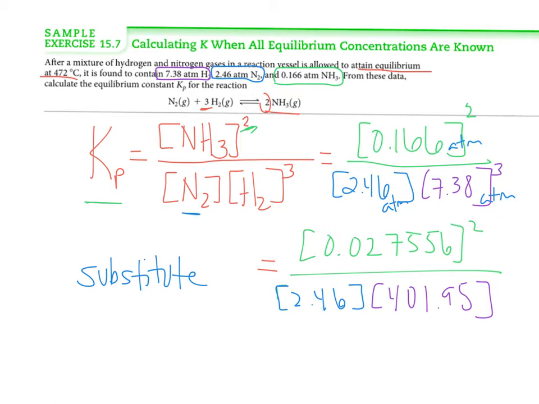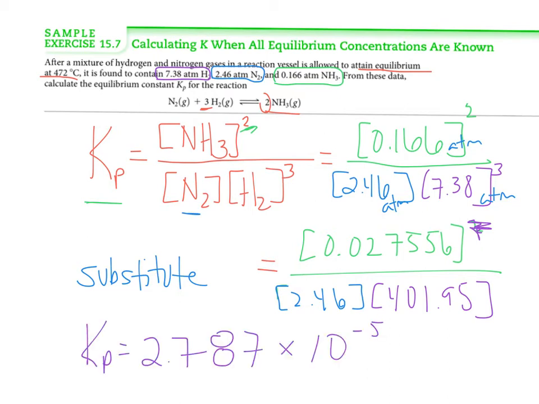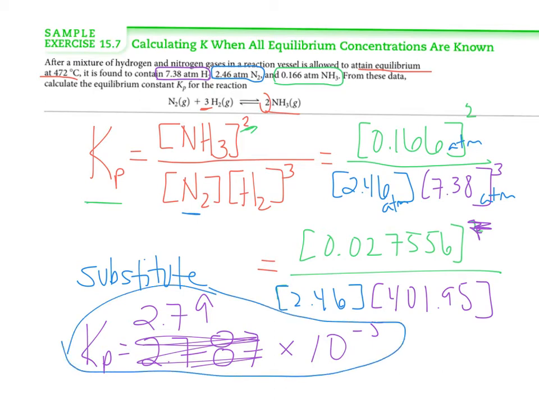So when we then take this expression and square this, I did square that. We will divide this. So if we divide this by this times this, we come up with a Kp that is 2.787. Really, I should make this 2.79, 3 significant figures, times 10 to the negative 5th. That is the value of our equilibrium constant that we found by substitution.